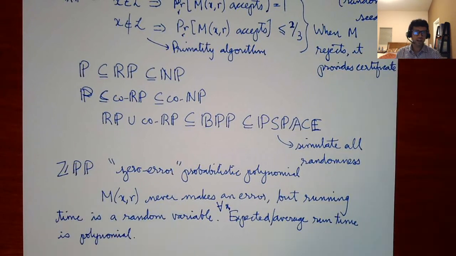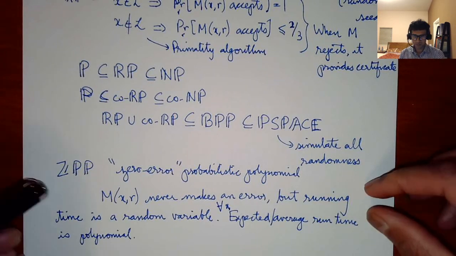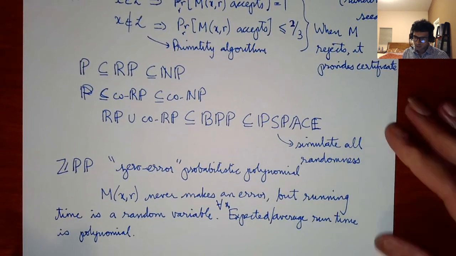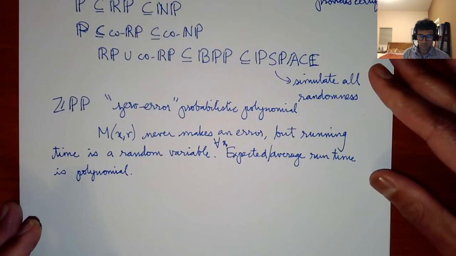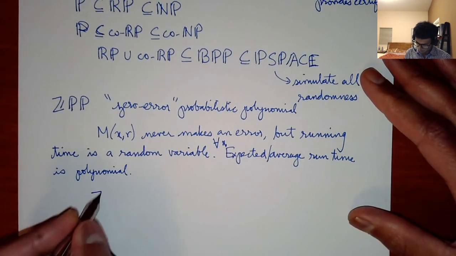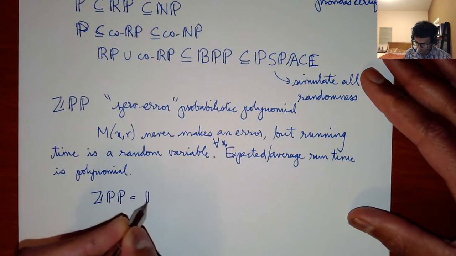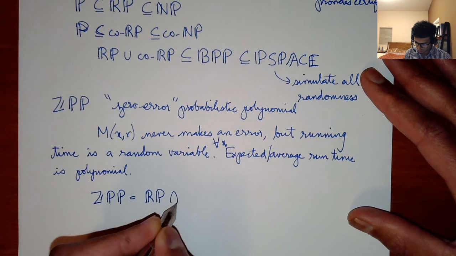So this is like randomized quicksort. If you think about randomized quicksort, it never makes an error in the output, but the running time is randomized. And that's what ZPP is. ZPP is zero error probabilistic polynomial time. It never makes an error, but the running time is a random variable. And this is not an obvious statement, but you can actually prove that ZPP is equal to RP intersection co-RP.